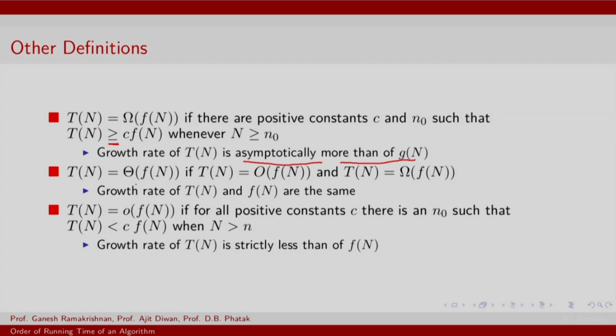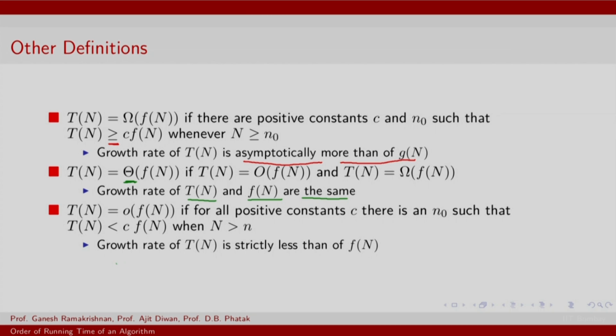Tn is theta Fn if they have similar growth rates, that is, the growth rates of Tn and Fn are the same. Now we can also define a small o of Fn. Tn is small o Fn if for all positive constants c there is an n naught such that Tn is strictly less than c times Fn when n is greater than n naught. That is, the growth rate of Tn is strictly less than that of Fn. So you could think of it as a specific instance of big O.